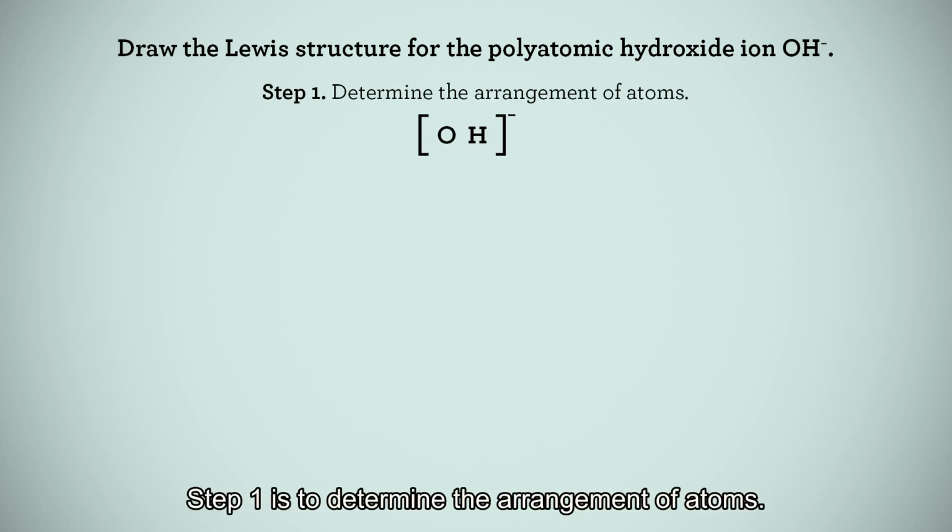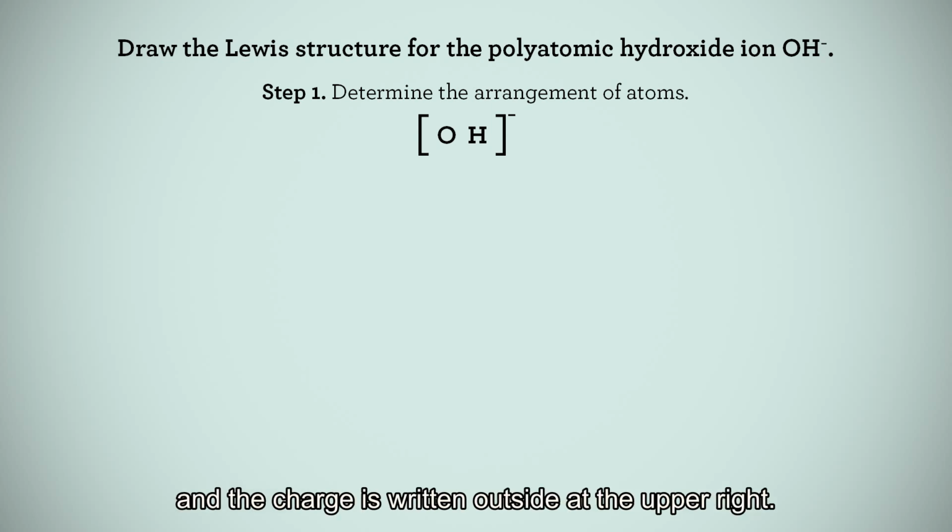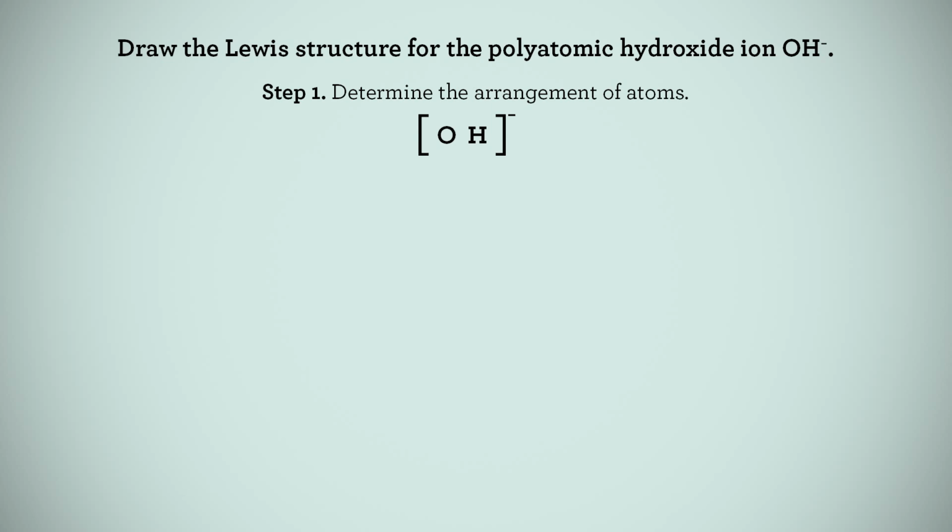Step 1 is to determine the arrangement of atoms. For a polyatomic ion, the atoms and electrons are placed in brackets, and the charge is written outside at the upper right. The hydroxide ion has a 1- charge.